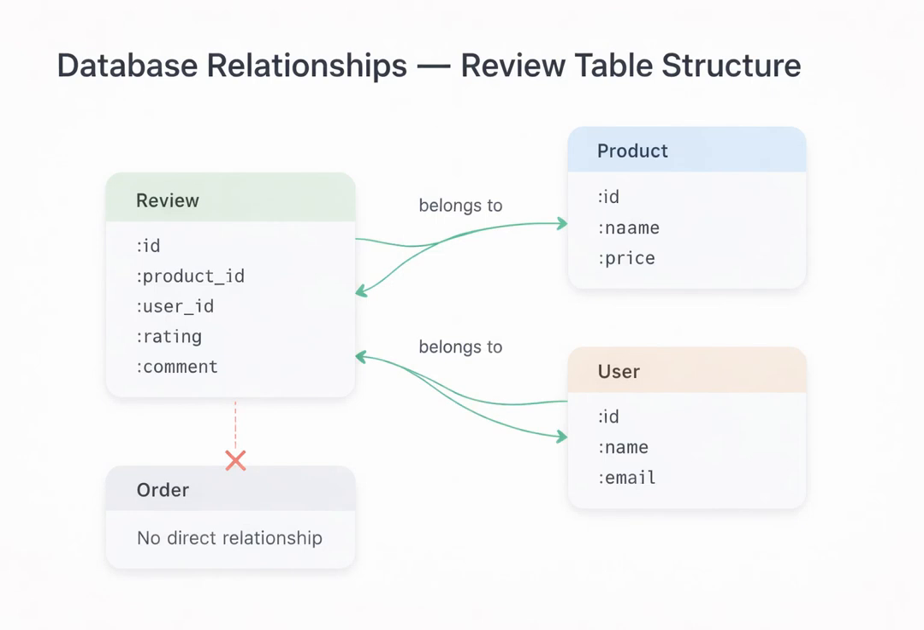Let's be clear about the database relationships here. The review table has two direct relationships, one with the product table via product ID and one with the user table via user ID. Importantly, there is no direct relationship between review and order. Reviews are given for a product by a user, not directly tied to a specific order record. This distinction matters when setting up Eloquent model relationships.